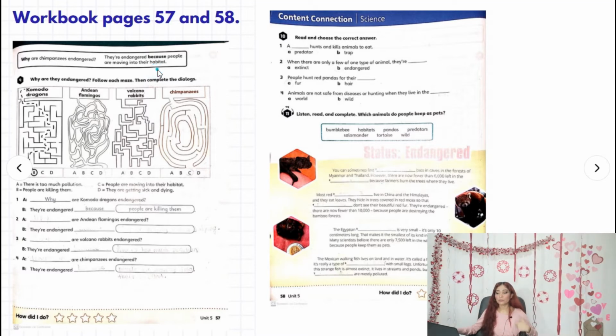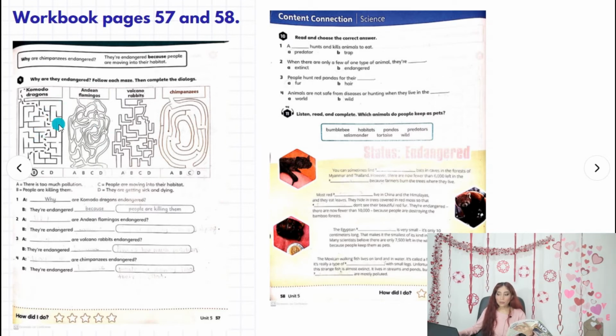It's good too. So activity 9 says, I have my workbook in here, so this is where I'm looking down. Activity 9 says, "Why are they in danger? Follow each maze, then complete the dialogues." So you have four mazes, and you need to follow 1, 2, and 3 because the first one is already done.